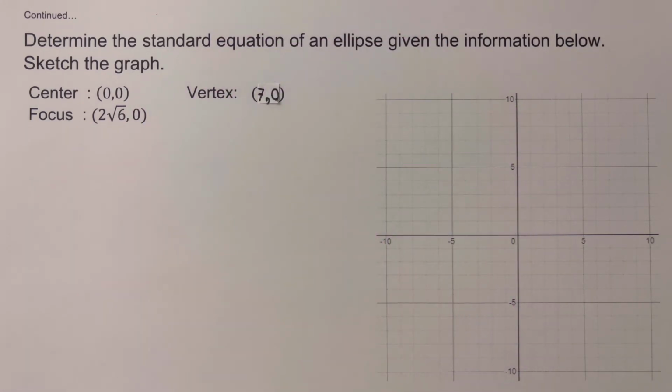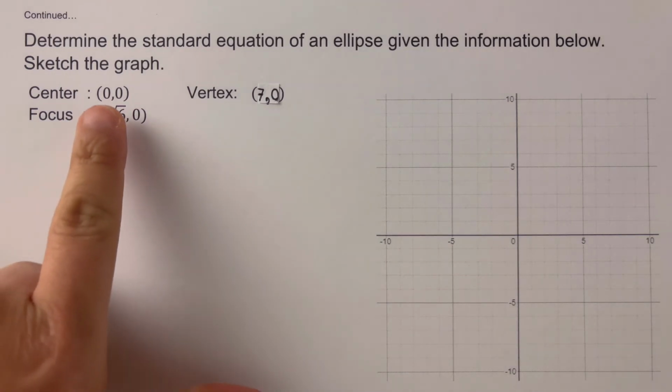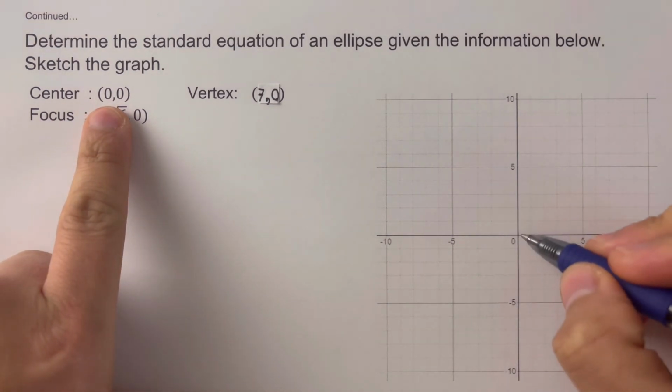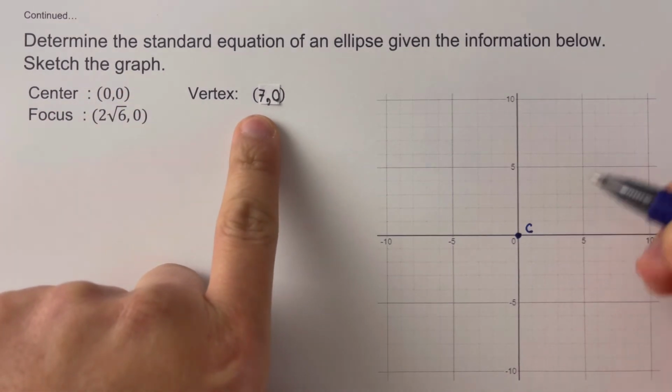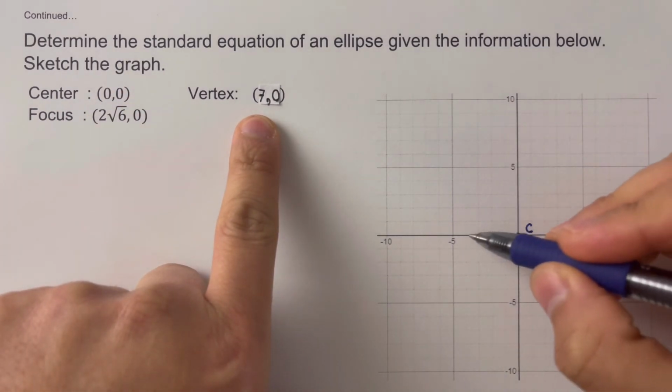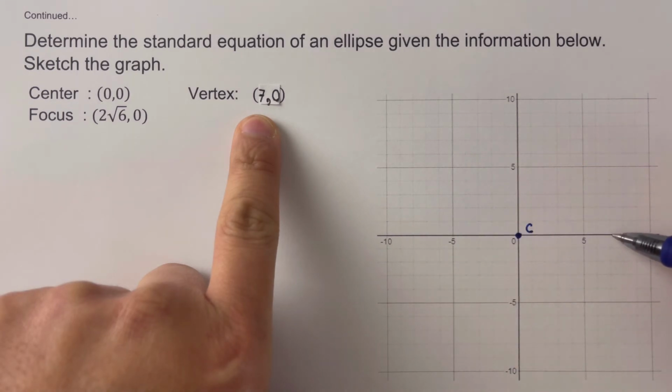Okay, so we go over the problem here. So we're given the value, the center is at 0, 0. So I'm going to label that down here. And then our vertex is at 7, 0. So that's going to be 7 and 0. This is the first vertex.